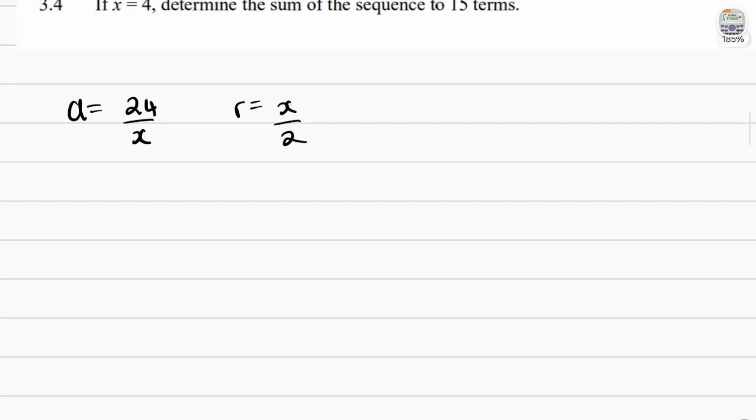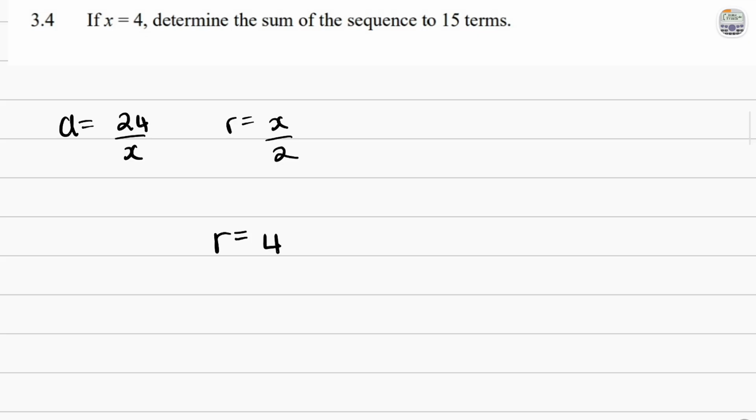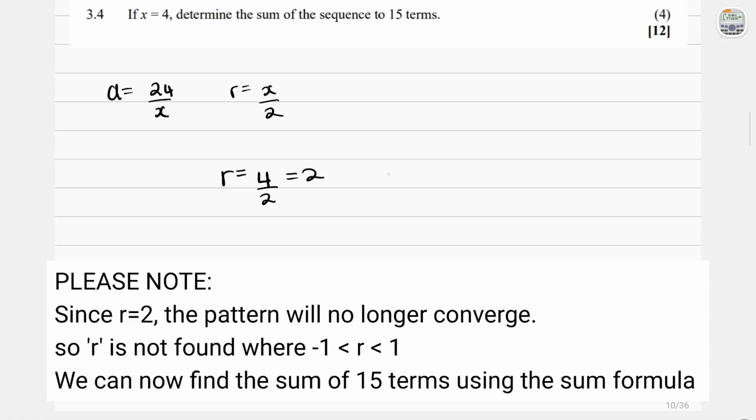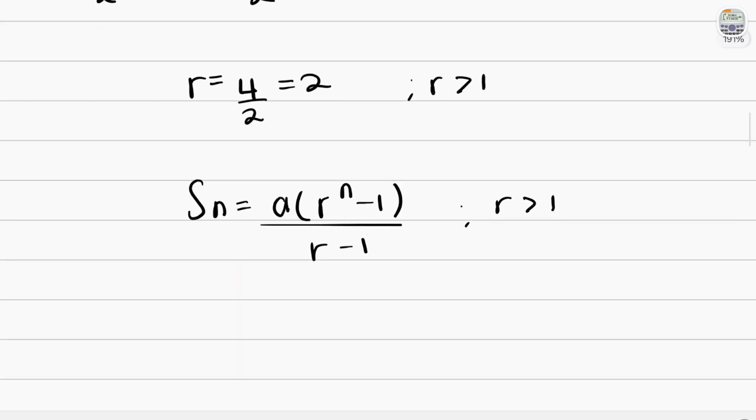Let's determine what r is so we know which formula to use since this is a geometric sequence. So we have 4 over 2, which is equal to 2. So r is 2 now. And because r is 2, this is a value that is greater than 1. So let's use this formula. Sn is equal to a multiplied by r raised to the power of n minus 1, all over r minus 1. This is where r is greater than 1. That's the formula I'm using.